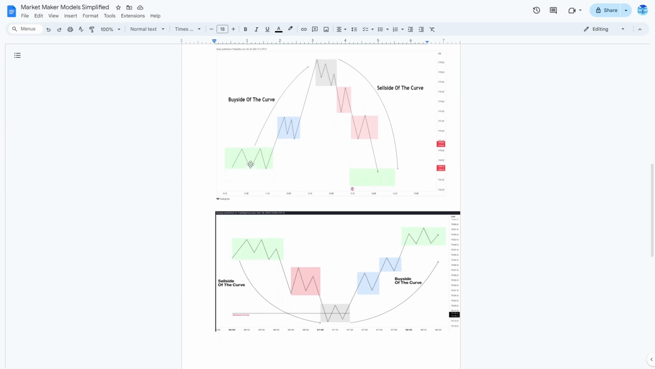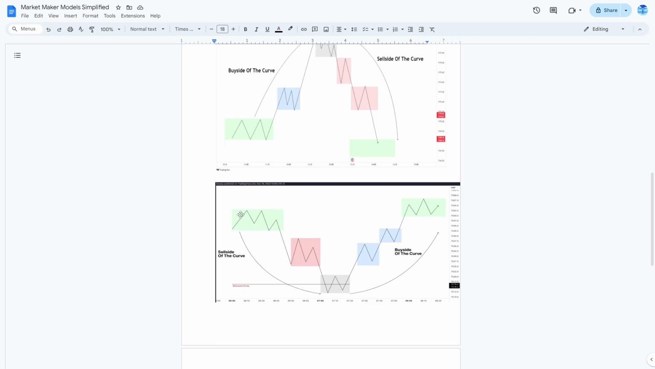We see here the original accumulation of our sell model, a second leg of accumulation for our sell model into our smart money reversal, followed by failure swings into our first accumulation leg of the sell side of our curve, into the second accumulation leg of our curve, where we sweep the highs and return to the sell side level of our original accumulation. Here we have a buy model, accumulation, accumulation.